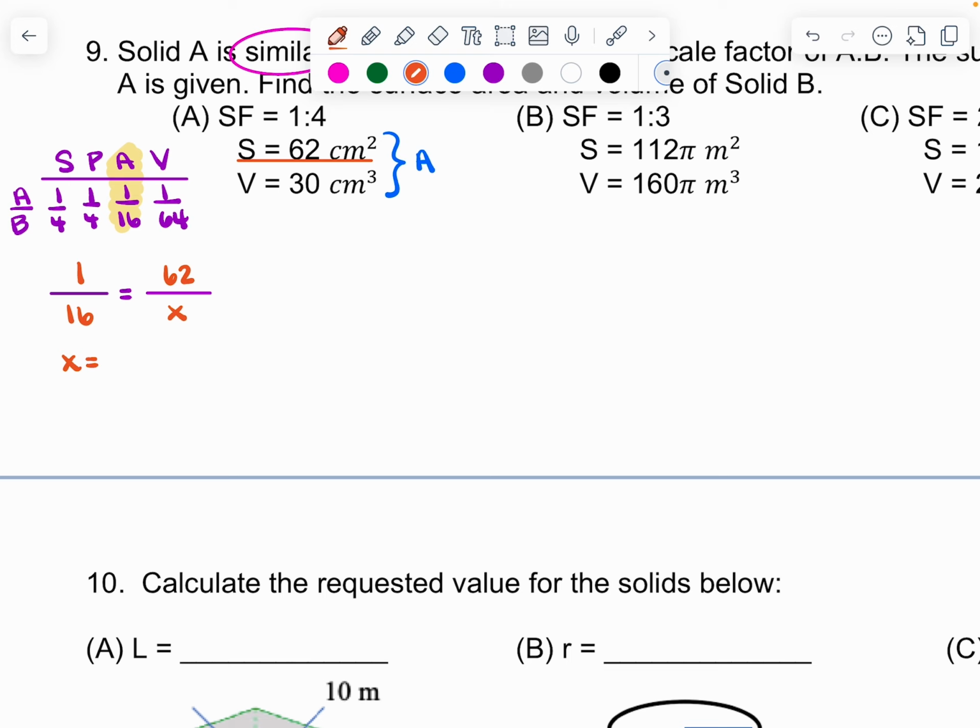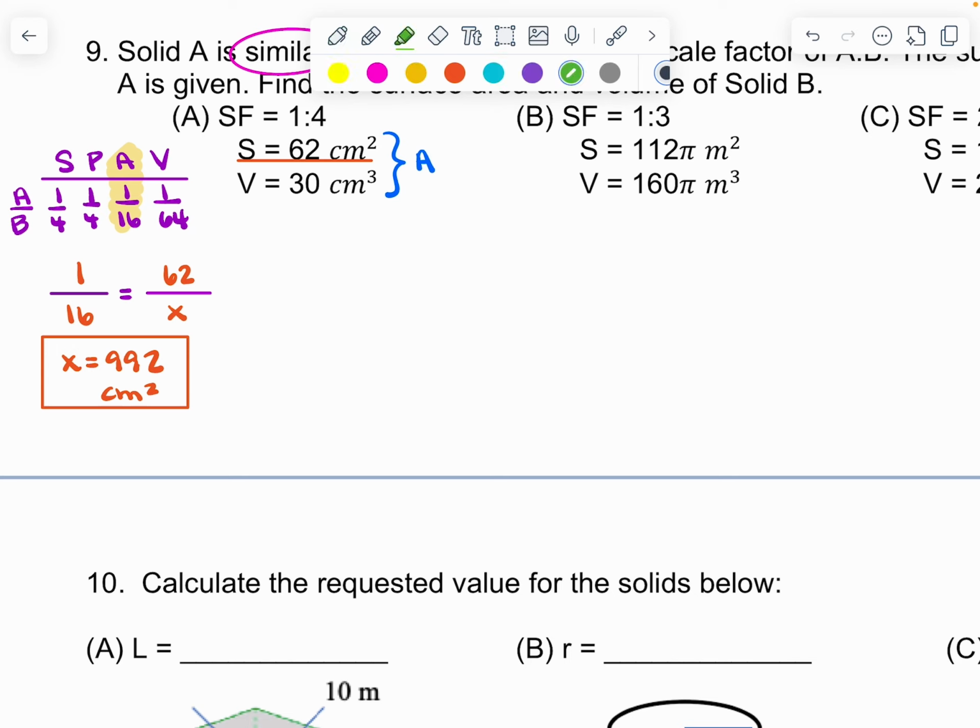So clearly we're just cross multiplying and just multiplying 62 by 16, which makes perfect sense because the volume or the area is 16 times bigger. So 62 times 16 gives us 992 square centimeters for solid B.